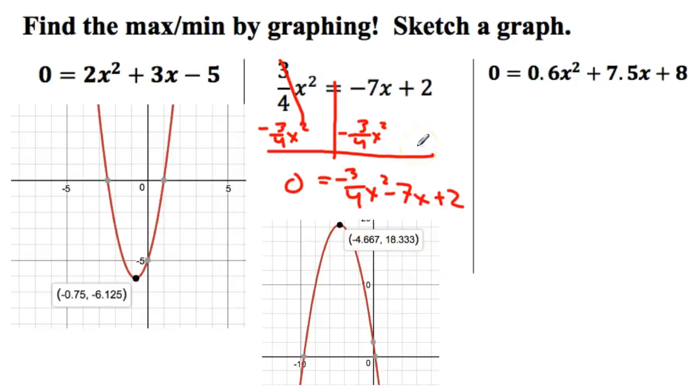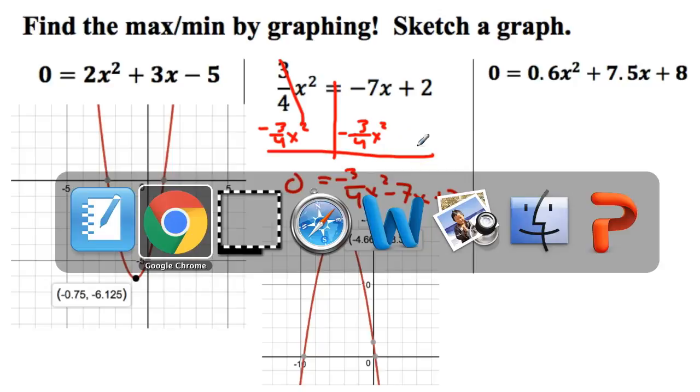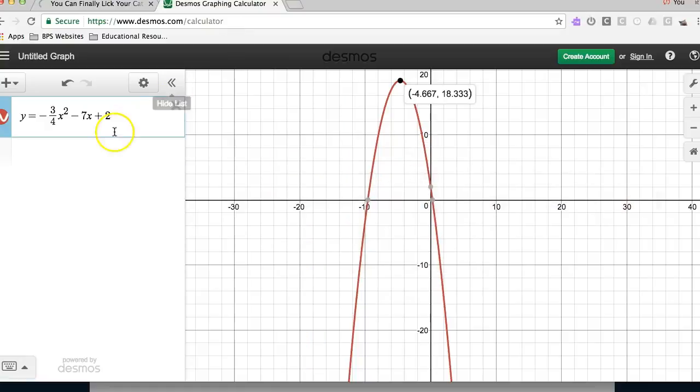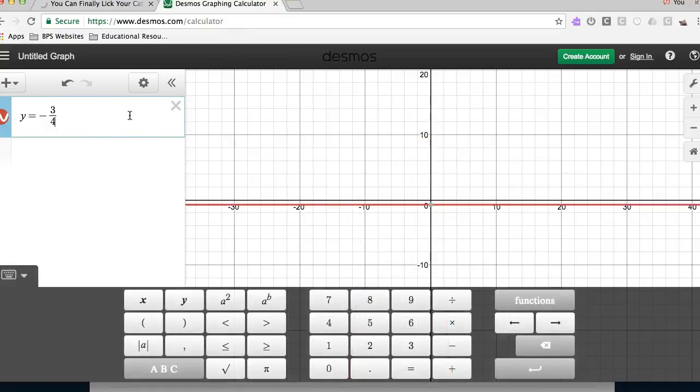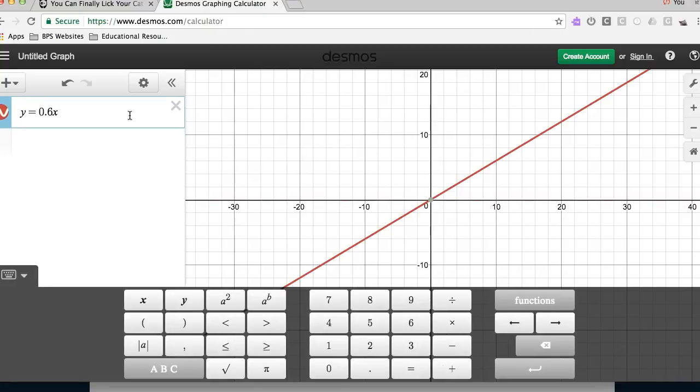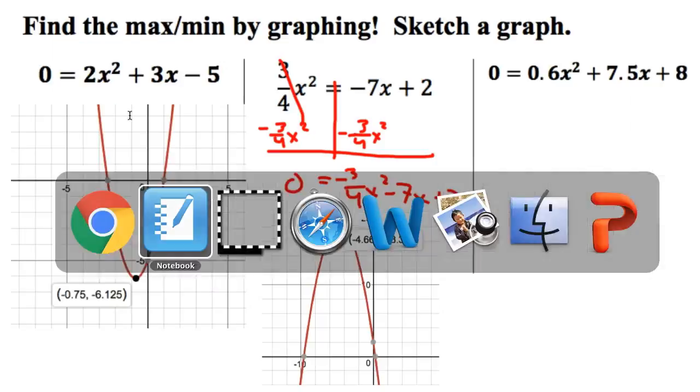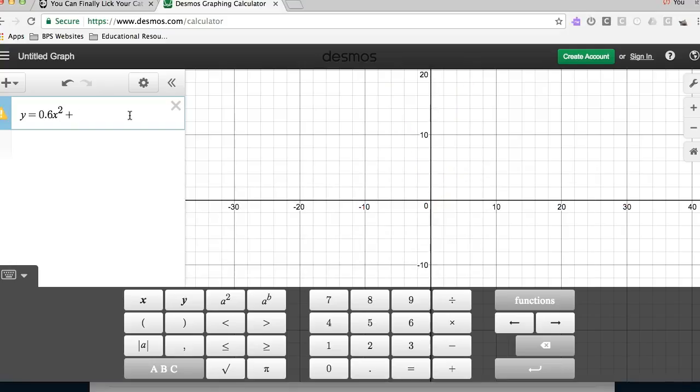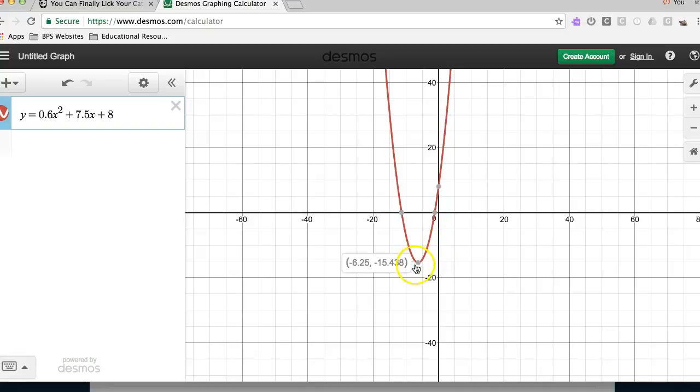Here we go. I can just type that one in. It's already equal to 0. We've got some decimals. So we've got 0.6x squared. Remember, we always make it equal to y. So 0.6x squared plus 7.5x plus 8. Alright, again, can't see it.